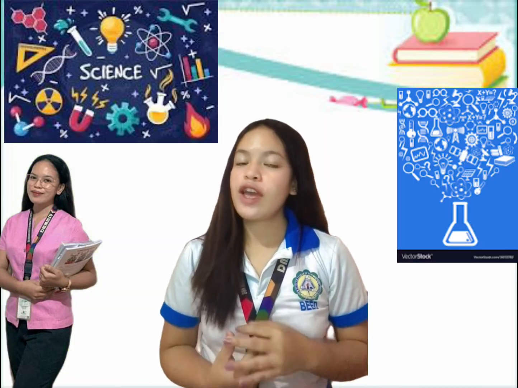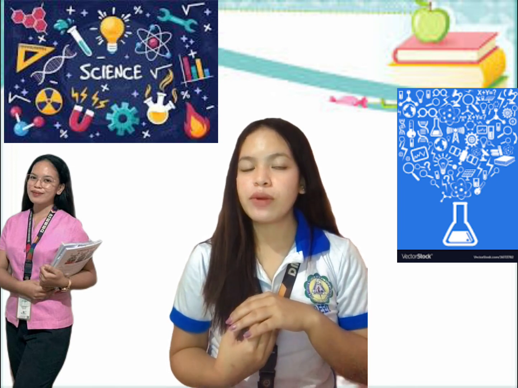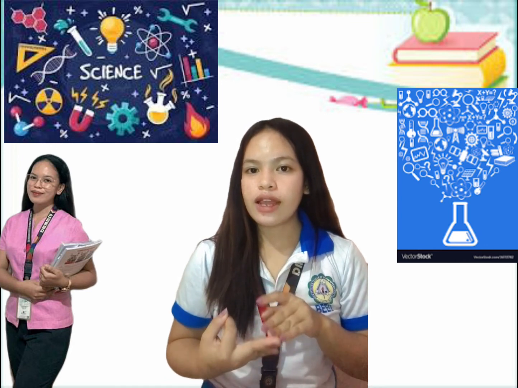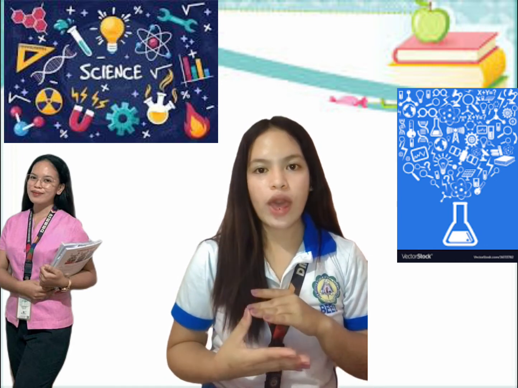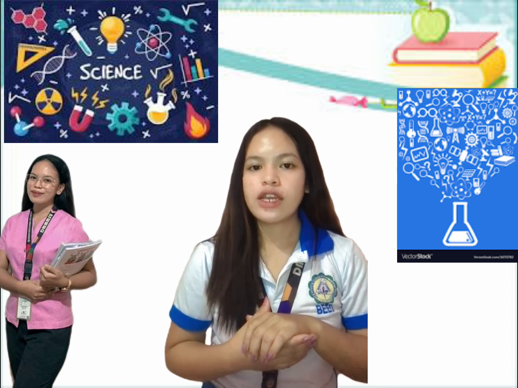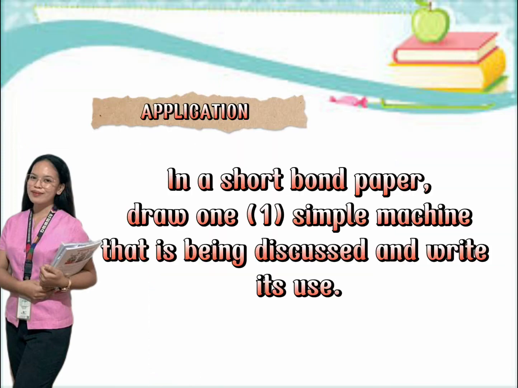Now class, we have learned about mechanical advantage and the six simple machines, which are the lever, wheel and axle, inclined plane, pulley, wedge, and screw. And also, we have learned about the safety measures in handling simple machines. For the application, in a short bond paper, draw one simple machine that was discussed and write its use.